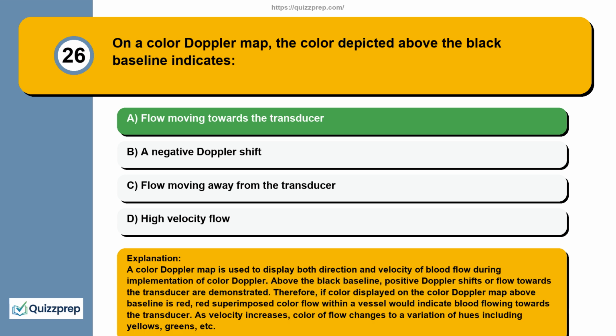A color Doppler map is used to display both direction and velocity of blood flow during implementation of color Doppler. Above the black baseline, positive Doppler shifts or flow towards the transducer are demonstrated. Therefore, if color displayed on the color Doppler map above baseline is red, red superimposed color flow within a vessel would indicate blood flowing towards the transducer. As velocity increases, color of flow changes to a variation of hues including yellows, greens, etc.